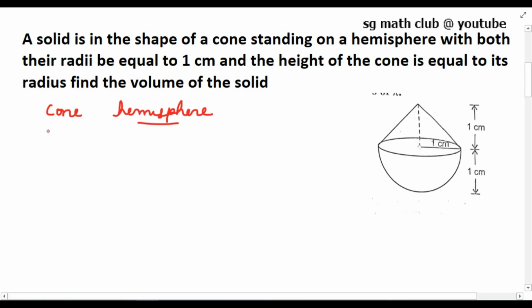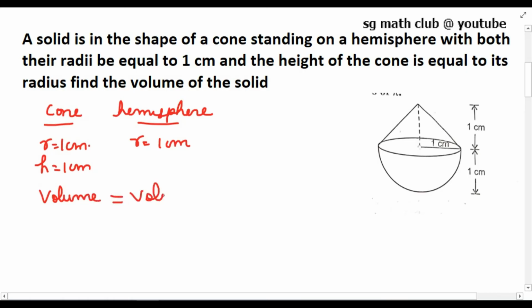So here there is a combination of two solids. One is a cone and the other is a hemisphere, both having the same radius of 1 centimeter, and the cone is standing above the hemisphere. The height of the cone is equal to its radius, so that is also 1 centimeter. Now we need to find the volume of the solid. So the volume of the new solid formed is equal to the volume of the cone plus the volume of the hemisphere.